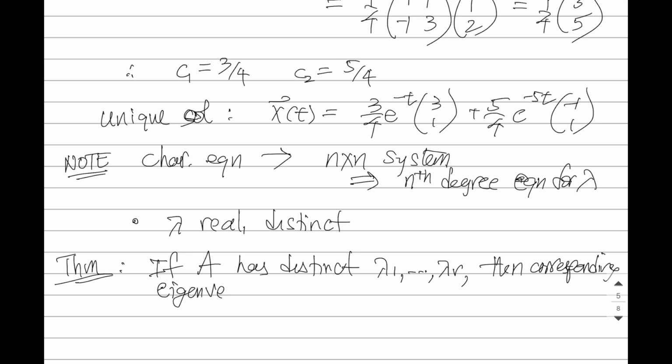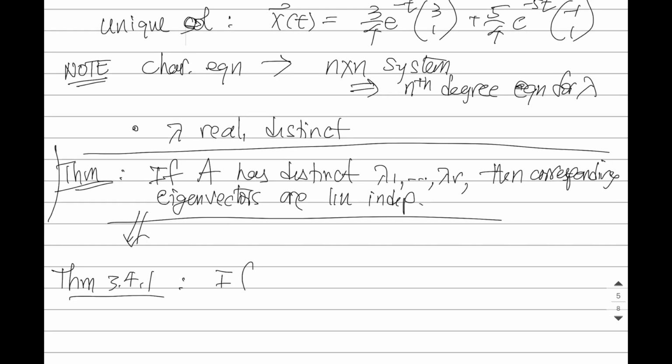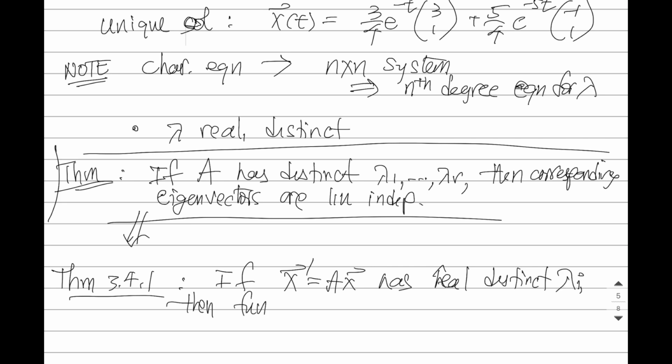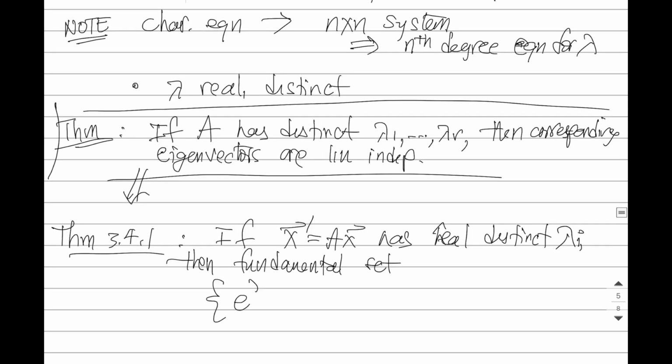This is something you may or may not remember from your linear algebra course, but that immediately tells us another theorem. If this system x prime equals Ax has real distinct eigenvalues lambda i, then we have a fundamental set. And the fundamental set will always be given by e to the lambda 1 t times the first eigenvector, e to the lambda 2 t times that second eigenvector, all the way down to the last eigenvector.